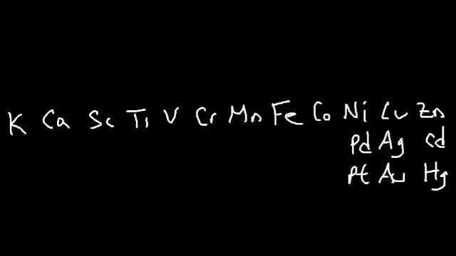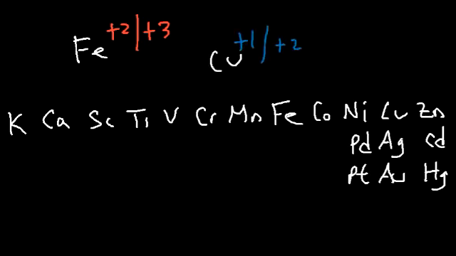Now, the transition metals, they have variable charges. At least most of them do. For example, iron can be in the +2 or +3 oxidation state. Copper is typically +1 or +2. So they have variable charges. But some of the transition metals, like zinc, have a common charge of +2. 99% of the time, zinc has a charge of +2.